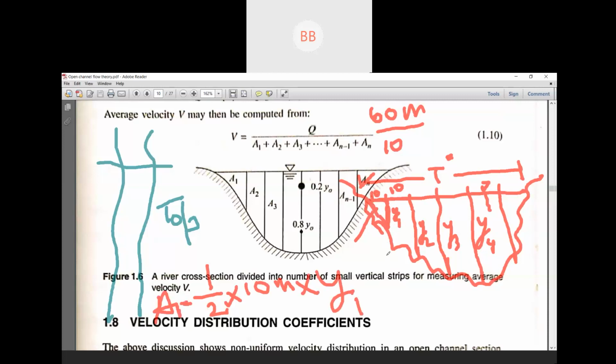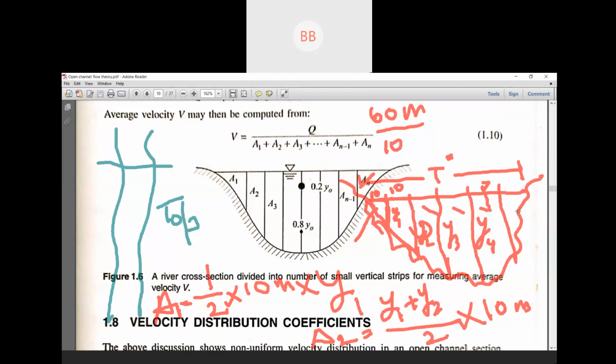For the second section, as this is irregular, we consider it to be a straight line, and we consider it a trapezoid, that is, two sides are parallel. So the area of the second section is the sum of the parallel sides, y1 plus y2, divided by 2, multiplied by the distance between the two, that is 10 meters. Similarly, you can find the areas for y3, y4, and so on.